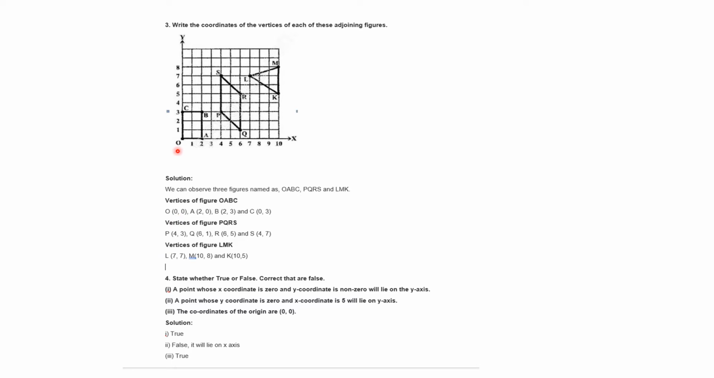This one is the origin, so it is (0, 0). A is (2, 0). Same for B, it is (2, 3).